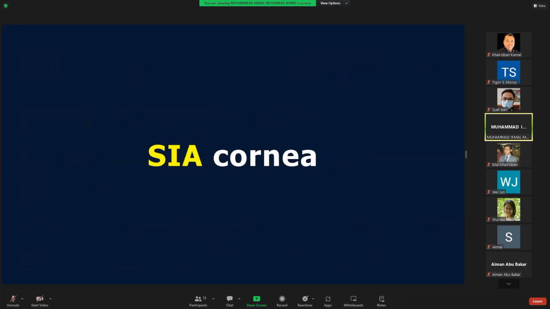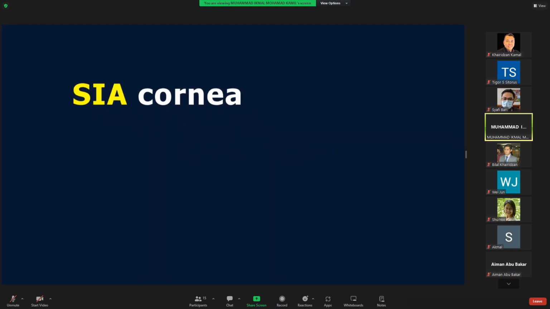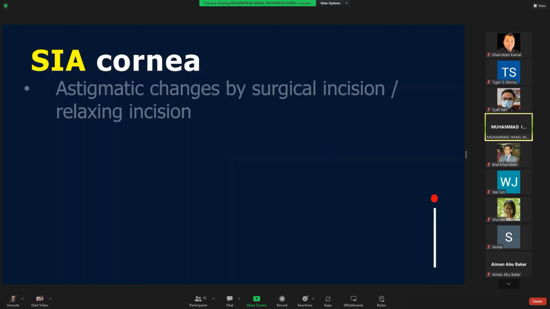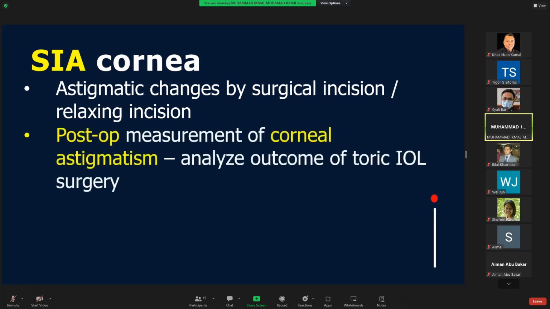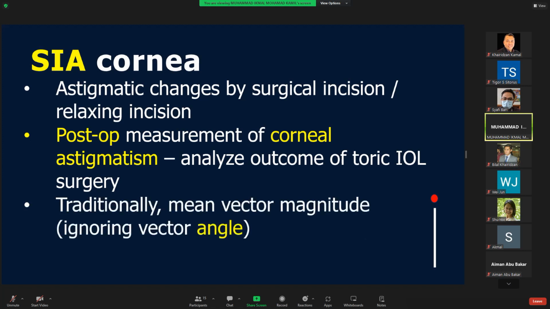So we go further, we discuss regarding the SIA cornea. Okay, SIA cornea is the astigmatic change by the surgical incision and the relaxing incision. So post-op measurement of corneal astigmatism will analyze the outcome of the toric IOL surgery. So traditionally, in SIA cornea, they analyze with the mean vector magnitude, but ignoring the vector angle. So that's the issue, ignoring the vector angle.